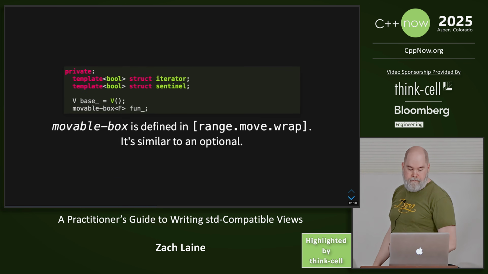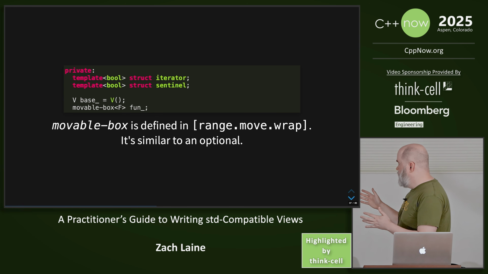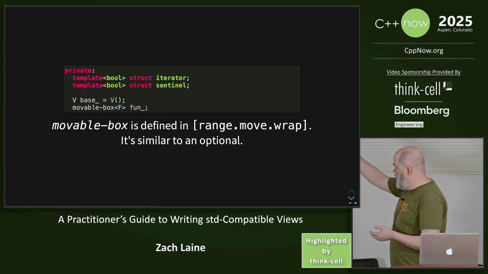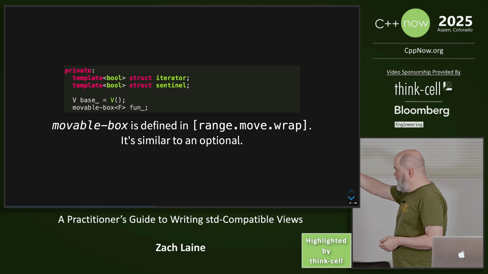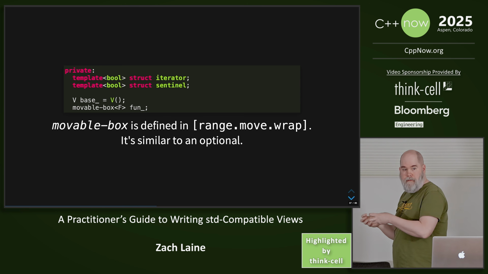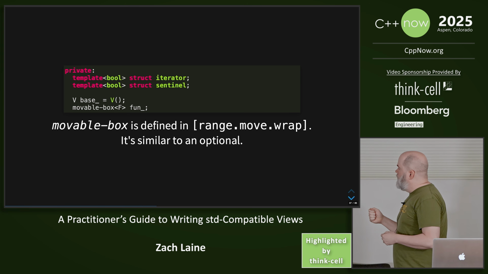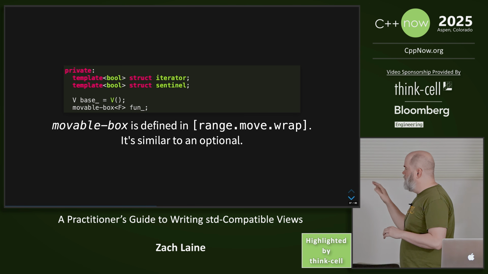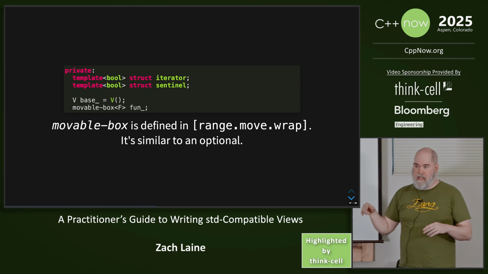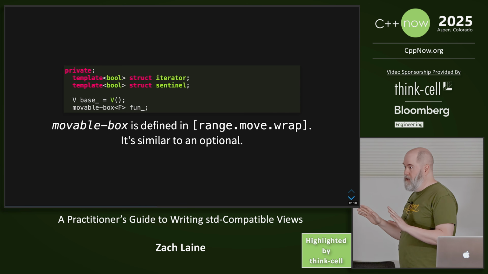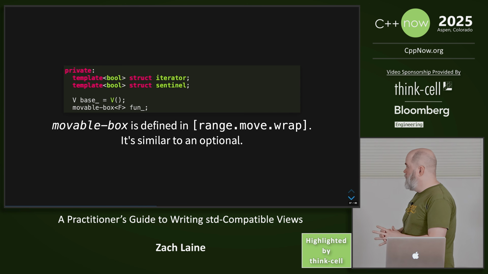Okay, so now we get the private members, and the private members are mostly the stuff we saw before. We've got the iterator and sentinel nested templates. We've got our base V, and then we've got this movable box of F, again not italicized, sorry about that, that we store the actual function F inside of. Movable box is a little bit like optional. It's almost entirely like optional, but it differs a little bit. If you want to know the messy details, look at this part of the standard. But suffice to say, for our purposes, you can think of it as an optional to a first approximation.